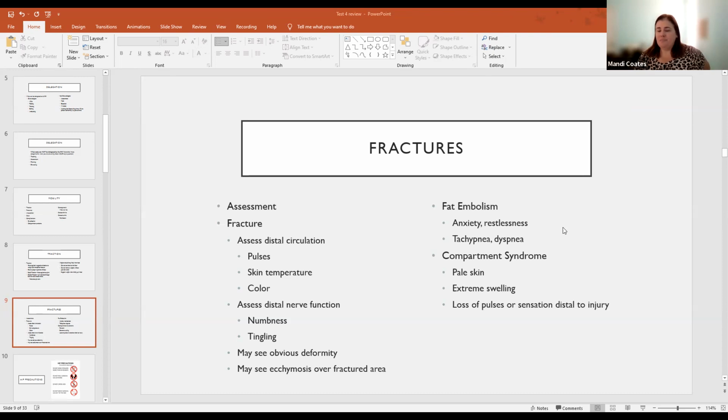So fat embolism, they're going to get tachypneic, they're going to have some dyspnea, they're going to be kind of anxious, a restlessness. Classic sign is going to be the petechia, kind of around the neck and chest area. And with compartment syndrome, we talked about that with Cass, but you can get compartment syndrome anywhere in the body, basically. You're going to have pain that does not go away with any medications because it's pushing on those nerves. So that's a different type of pain.